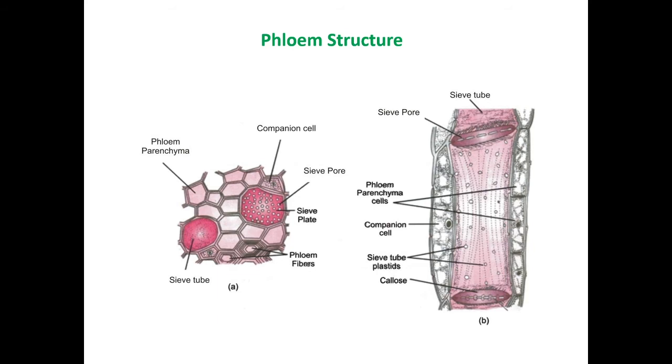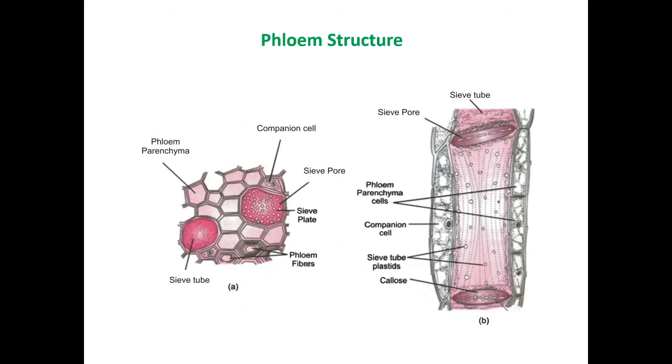So the exact function of this P protein is not clear. It can plug the sieve plate pores upon injury or when non-functional. If a sieve cell or a sieve tube becomes non-functional, then such sieve cells will be plugged by this P protein, and another path will be selected for translocation.